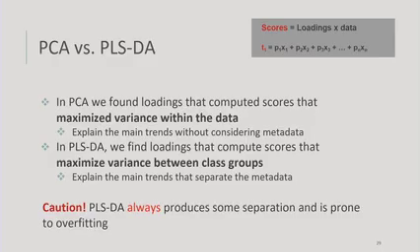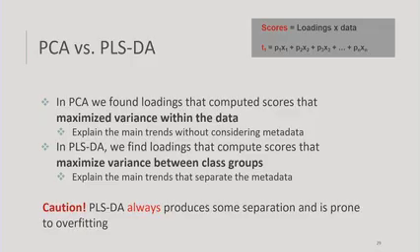That's because in PCA, we found those loadings, those coefficients, that computed scores that just maximized variance within the data. So we didn't consider any metadata or class labels when we did that analysis. We just looked for ones that spread out our samples the most. In PLSDA, on the other hand, we find loadings that compute scores that, instead of maximizing just unbiased variance, maximize variance between these group labels. We're basically trying to find the loadings that maximally separate our samples in that plot that I showed you.